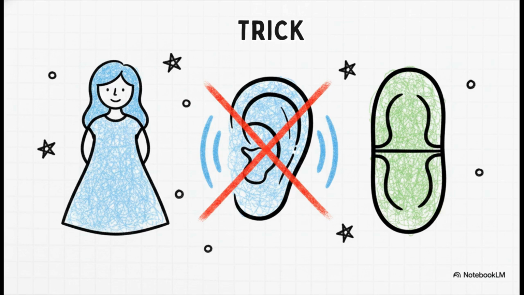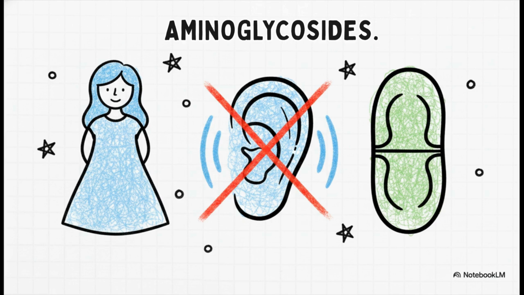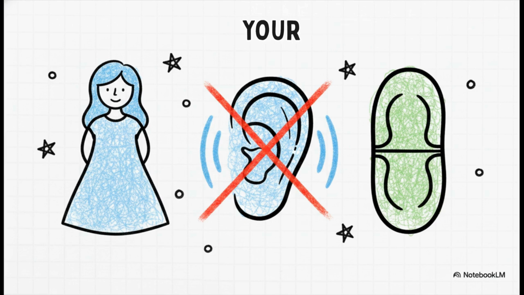Just use this triple M trick to remember it. M for mother, M for mitochondrial, M for aminoglycosides. Drop that mnemonic in your written answer and examiners will absolutely love it.